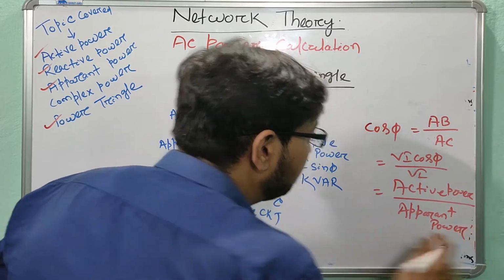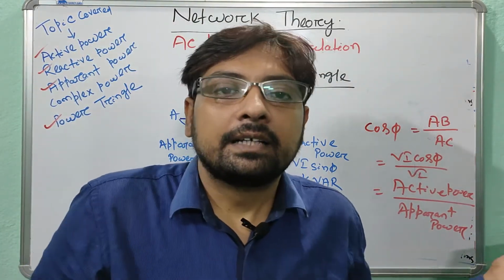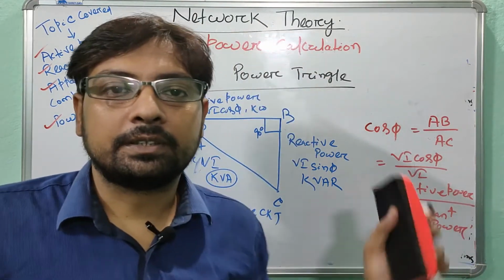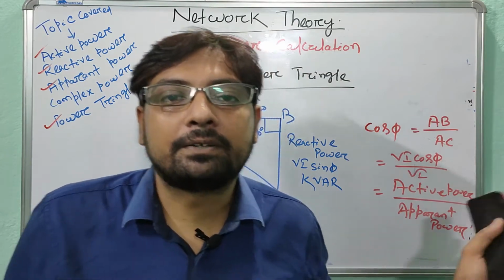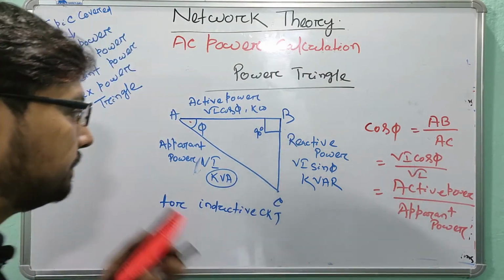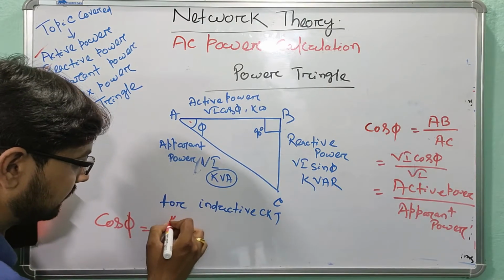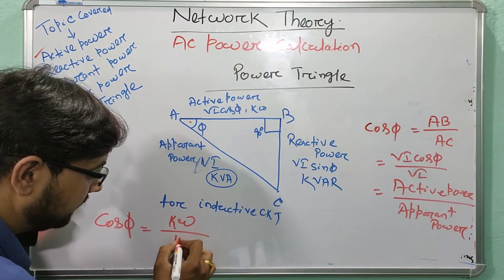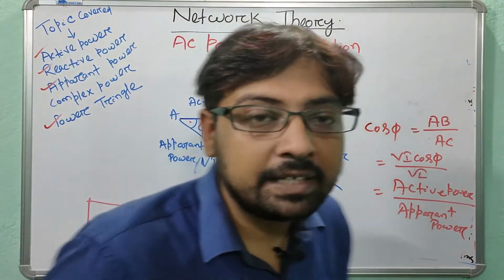Now from the power triangle, you get the cos phi value or power factor value. Then what is the power factor? The power factor is the ratio of active power to the apparent power, that is cos phi is equal to kilowatt by kVA. This is all about the power triangle.